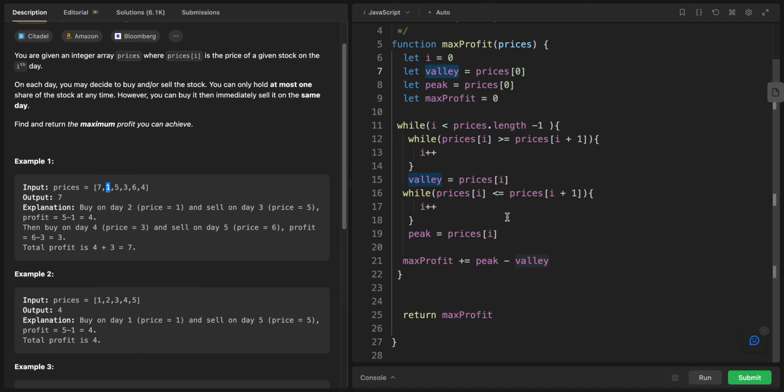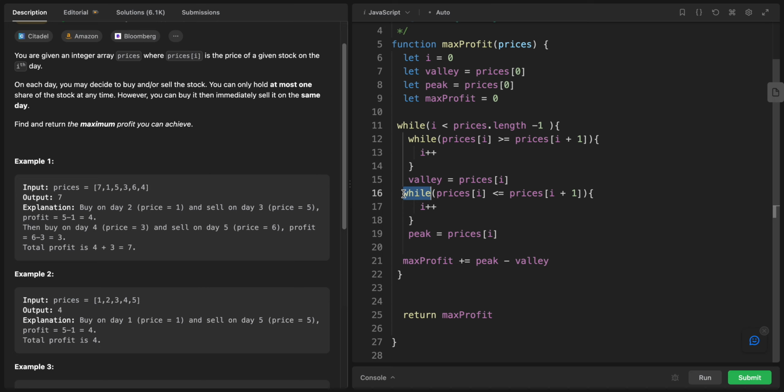we find one, so value will be 1, because we start with 7 and we say, okay, while prices of i is bigger than or equal to prices of i plus 1, increase i plus plus. So i will be equal to 1. And for the second loop, the loop ends because the prices of i right now is smaller than prices of i plus 1. So the value will be equal to prices of i, which will be 1.